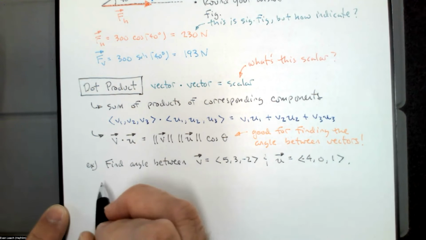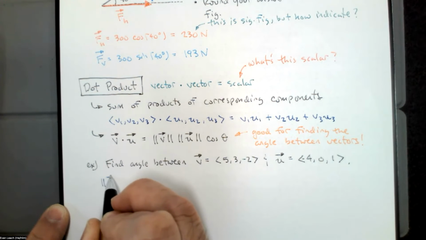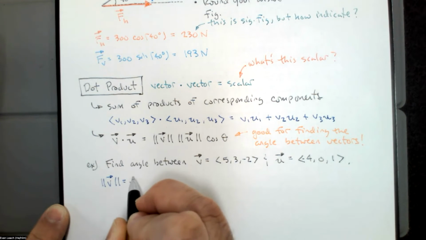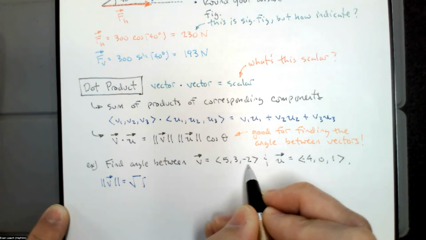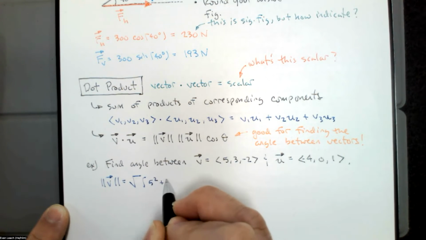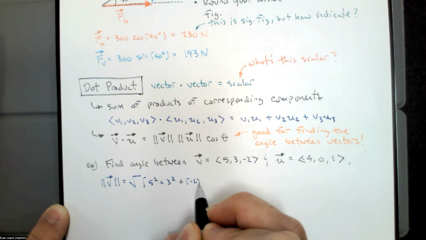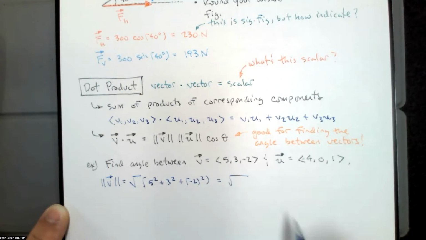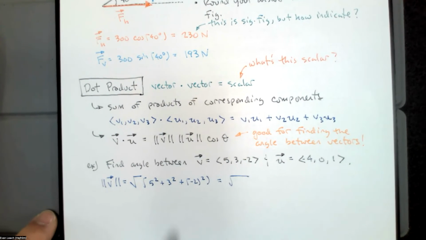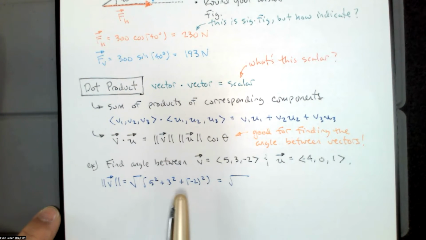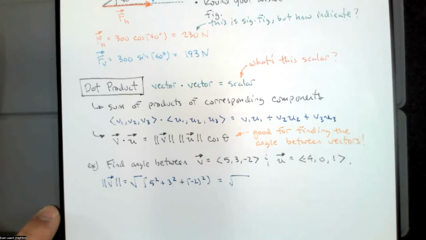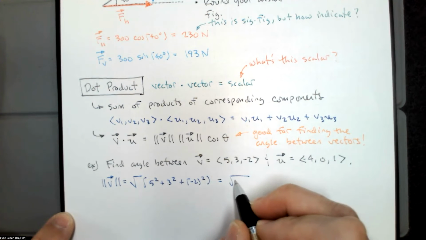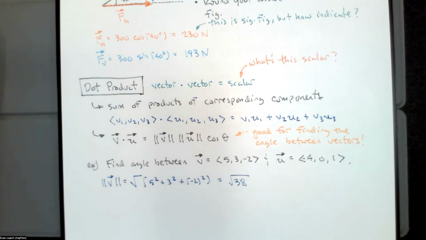I need to know the magnitude of v. That'll be the square root of 5 squared, 3 squared, and -2 squared. So 25, 34, 38. Did I do that right? It's arithmetic. It's early, and I'm not always careful with my arithmetic. So, no objections. Motion carries. It's 38, square root of 38.